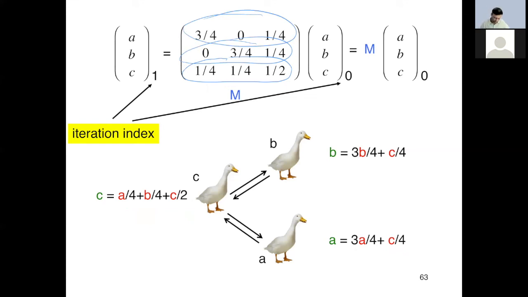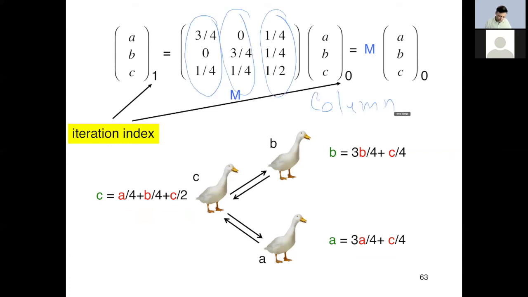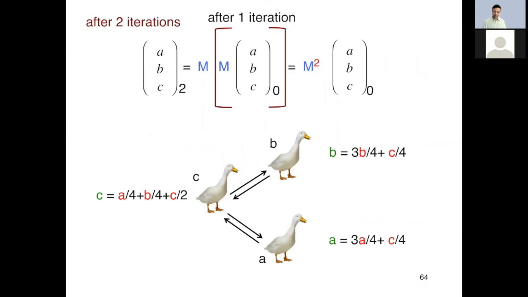Okay, so this matrix is row stochastic. Row stochastic means, first of all, that the numbers are non-negative and they all add up to one in each row. But something else that you may not have noticed is that each column also adds up to one. So this matrix is also column stochastic. And that's also by construction, meaning I chose the weights deliberately so that the columns would add up to one. So now let's consider what happens after two iterations.